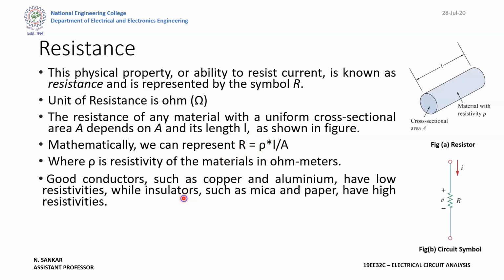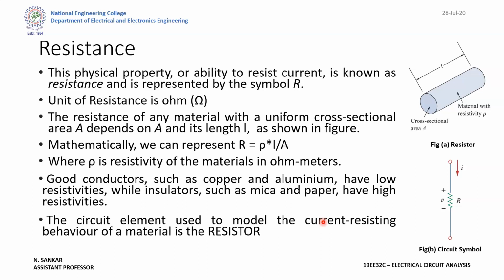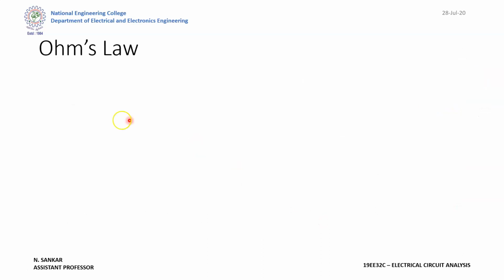So this is the circuit symbol for resistance, and it is represented as R. I is your current flowing through the resistance, and V is the voltage across your resistance. At this point we have completed the basics that I wanted to cover in this lecture, and then we can move to Ohm's law.